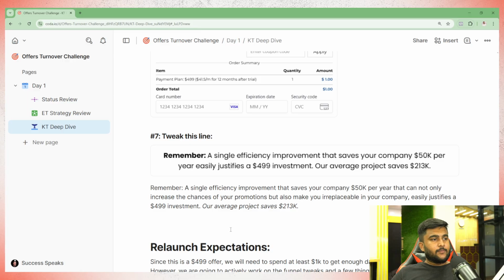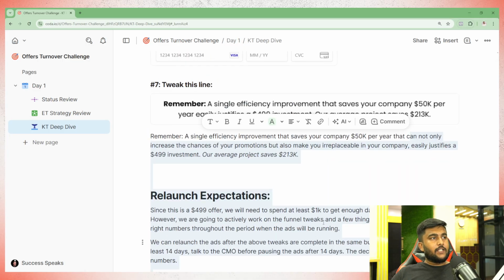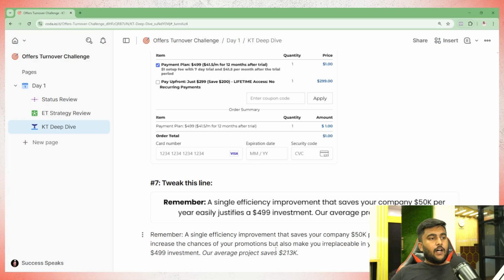Then I just had a small tweak on the landing page. This was the option, but this was a bit confusing because it would show the prospects who are viewing the page that it seems like it's saving their company. However, this is for employees, right? So that's why I made this tweak: that can not only increase the chances of your promotions, but also make you irreplaceable in your company. Easily justifies a $499 investment, right?